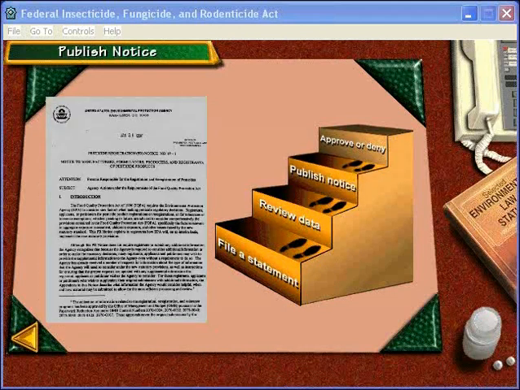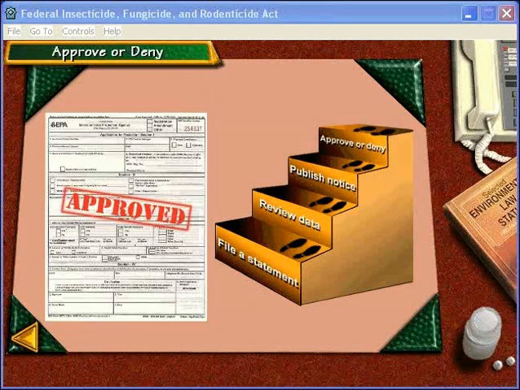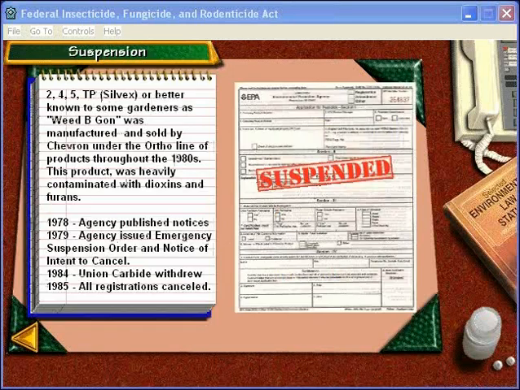After receiving the data from the company, EPA reviews it. After reviewing the data, the EPA publishes a notice in the Federal Register. Upon publication of the Federal Register notice and review of the comments, EPA determines whether to approve or deny the registration.